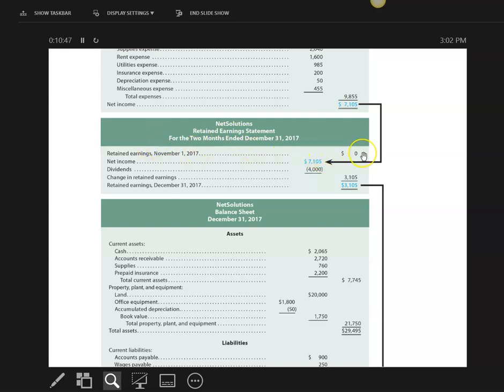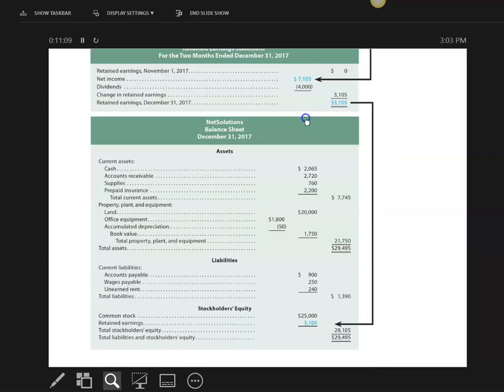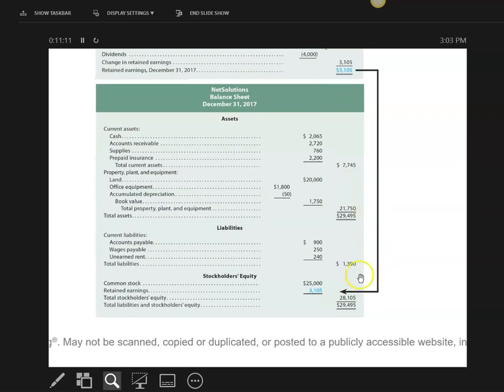Here's my beginning retained earnings, add in my net income, subtract my dividends paid out, and I have an increase of $31.05 in my retained earnings. Added to the beginning, which is 0, brings my retained earnings to $31.05. So now I'm going to take this number and bring it into my balance sheet. It's going to come down here to retained earnings.